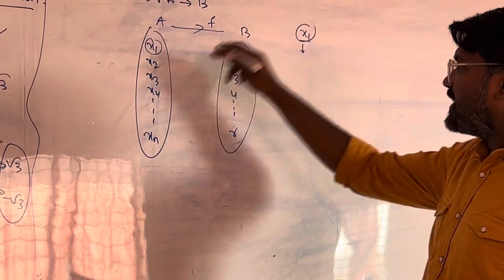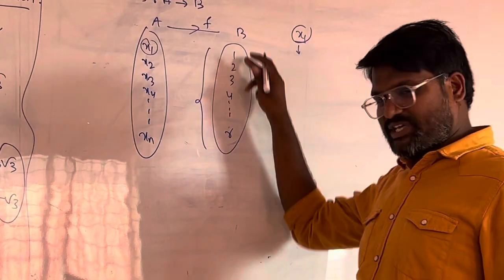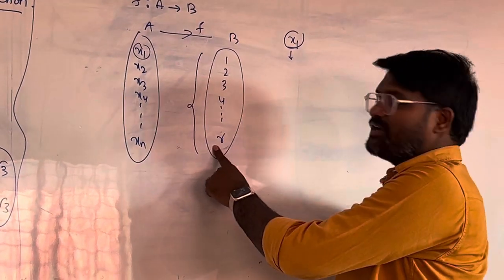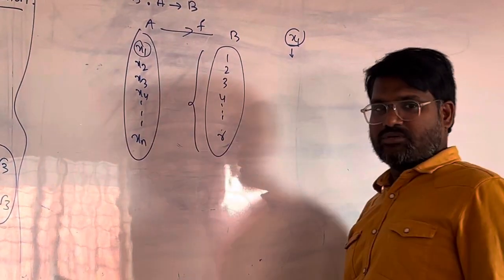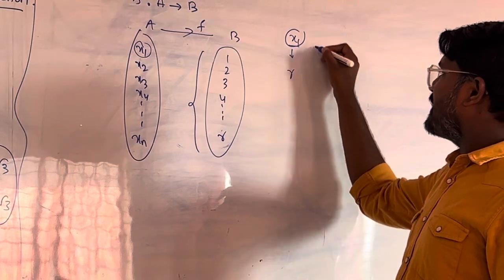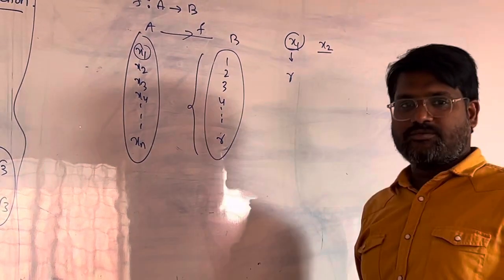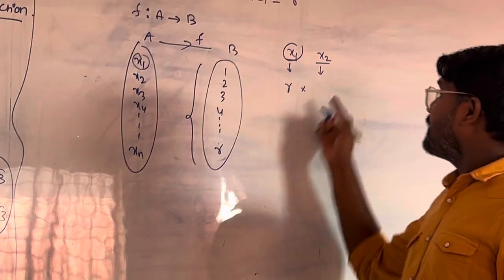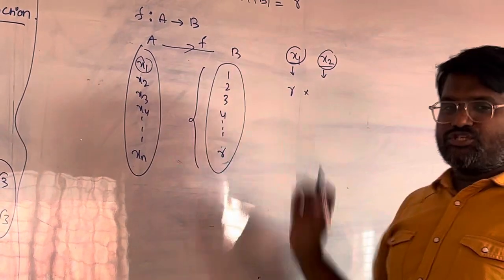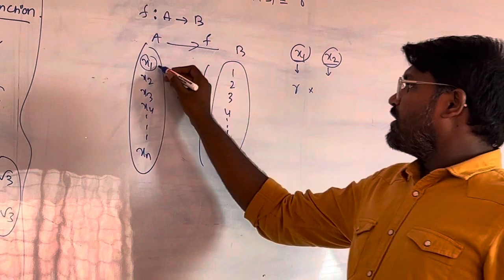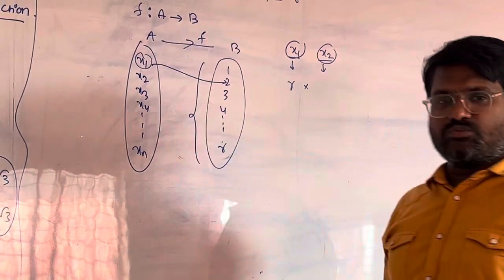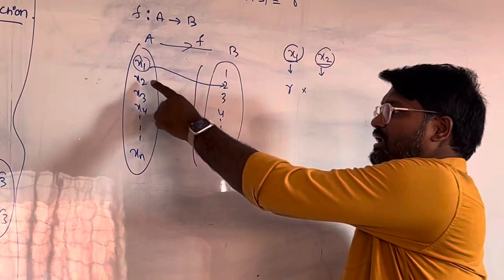Now element x1 obviously has r choices. Any one element from these r different elements can be the image of x1. So definitely x1 has r possibilities. Using the fundamental principle of counting, let's assume x1 is assigned to 2. So the image of x1 is 2. Now we should come to x2.